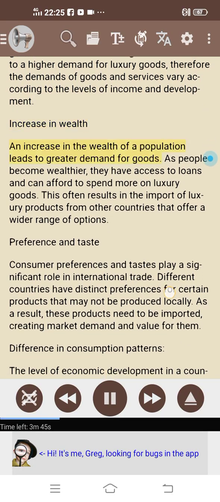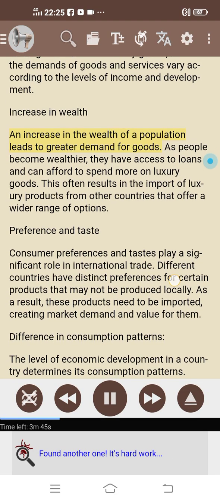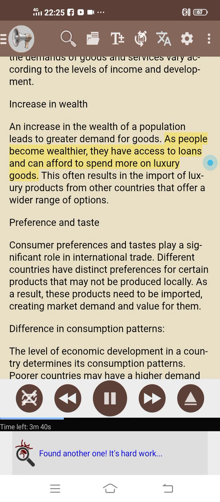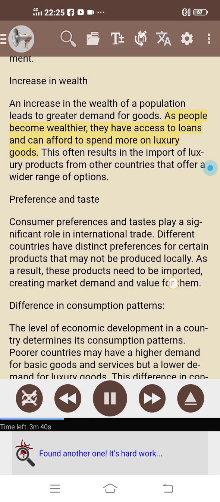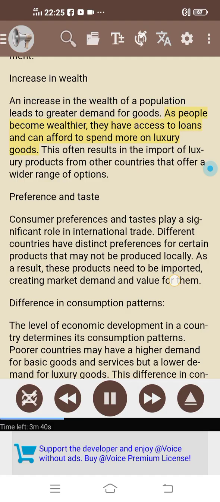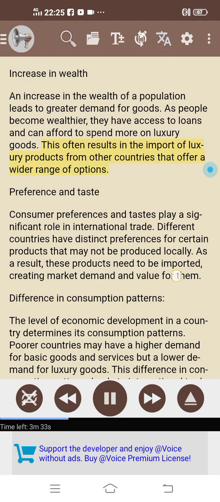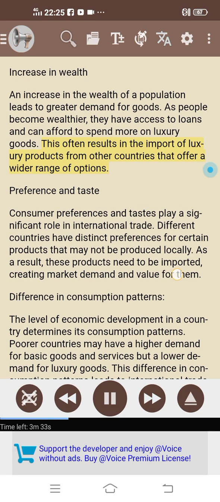Increase in wealth. An increase in the wealth of a population leads to greater demand for goods. As people become wealthier, they have access to loans and can afford to spend more on luxury goods. This often results in the import of luxury products from other countries that offer a wider range of options.